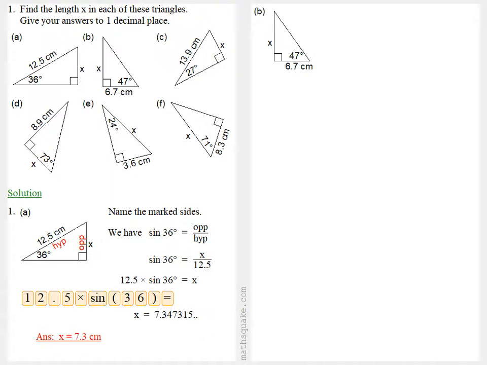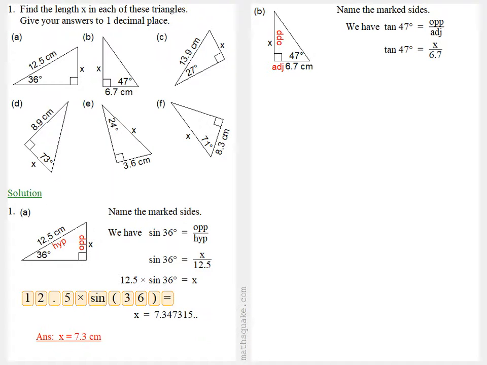Now in question B, we're given a triangle with an angle of 47 degrees. The first thing to do is name the marked sides. Now the side x is directly across the triangle from the angle 47 and so it's the opposite side. The side 6.7 centimetres is next to the angle 47 degrees, so it's called the adjacent side. Now we have the tangent of an angle is the opposite over the adjacent. So the tangent of 47 is x over 6.7.